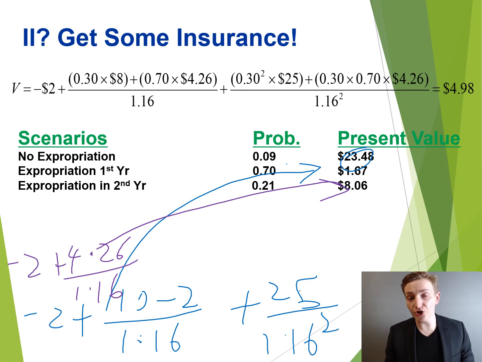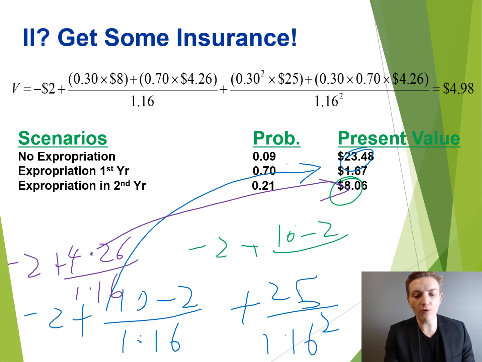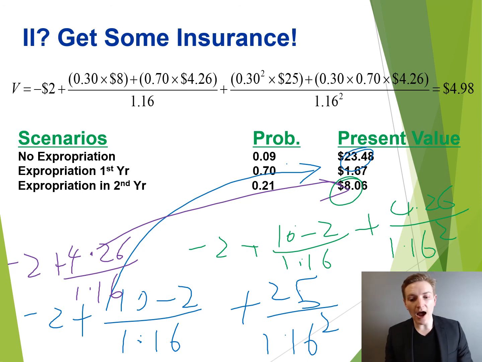Now say there's expropriation in the third year. This occurs with a probability of 21%, i.e. 30% chance of lasting the first year, multiplied by a 70% chance of being expropriated in the second year rather. And that will have a present value of $8.06. To see where this is coming from, let's think through what our cash flows would be. We start off with a $2 premium we have to pay. Then in our first year, we have the $10 minus $2 as we had before, discounted back 1 year. And then in our second year, we have our $4.26 discounted back by 2 years. That gives us our present value of $8.06 when we've got that expropriation.